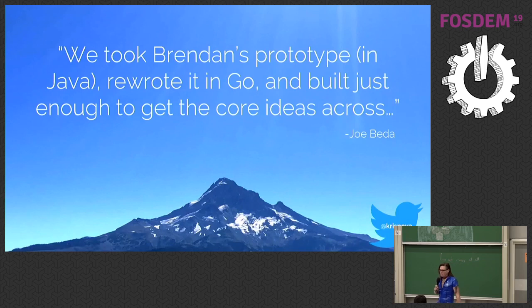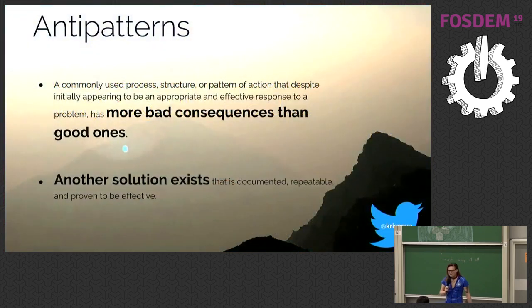So to quote Joe, we took Brendan's prototype, Brendan Burns, one of the other original founders who worked at Google at the time, which was written in Java. We rewrote it in Go, and we built just enough to get across the core ideas. This sort of sets the stage for the software that we're looking at. They moved it over to Go, but originally the entire design of the software was written in Java, which is obviously an object-oriented language. So we're going to be learning a lot today about how Kubernetes adopted some of these exciting and interesting object-oriented principles in Go.